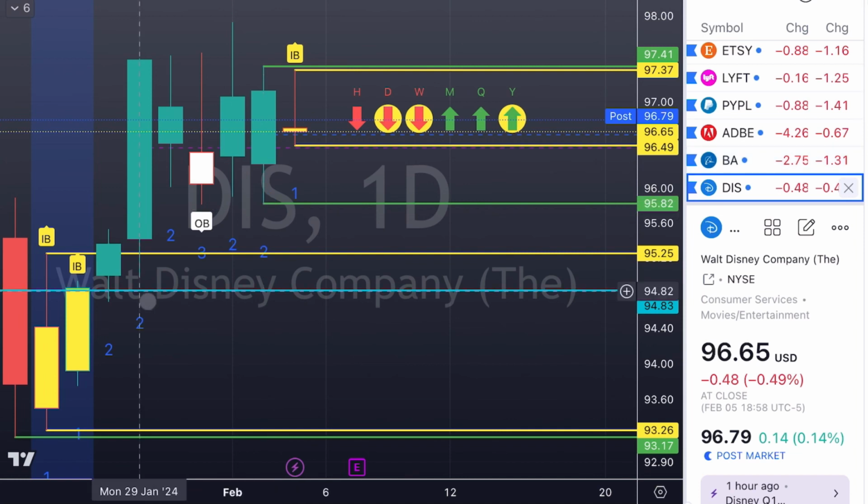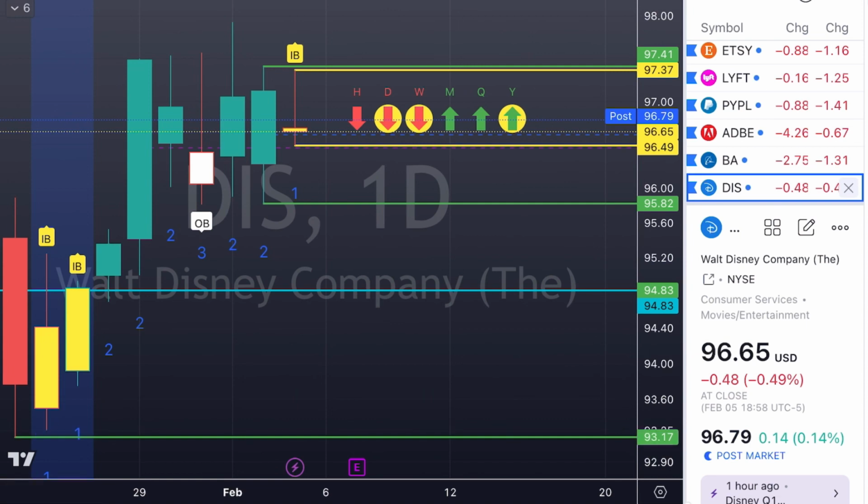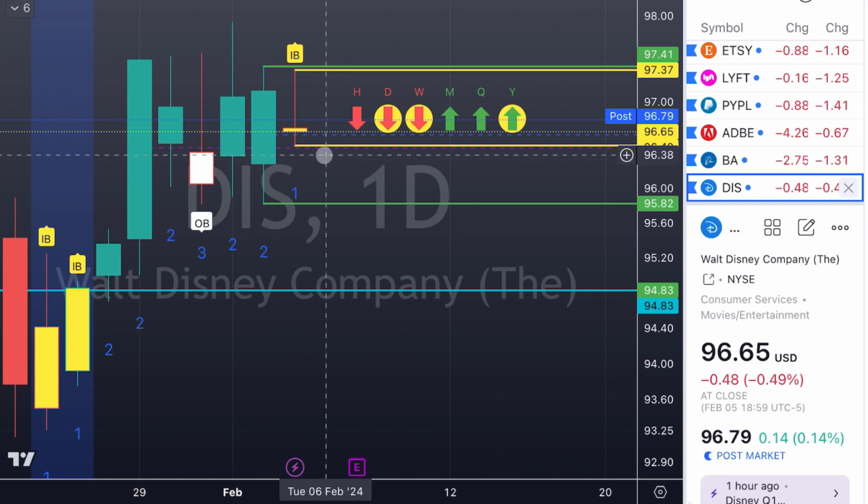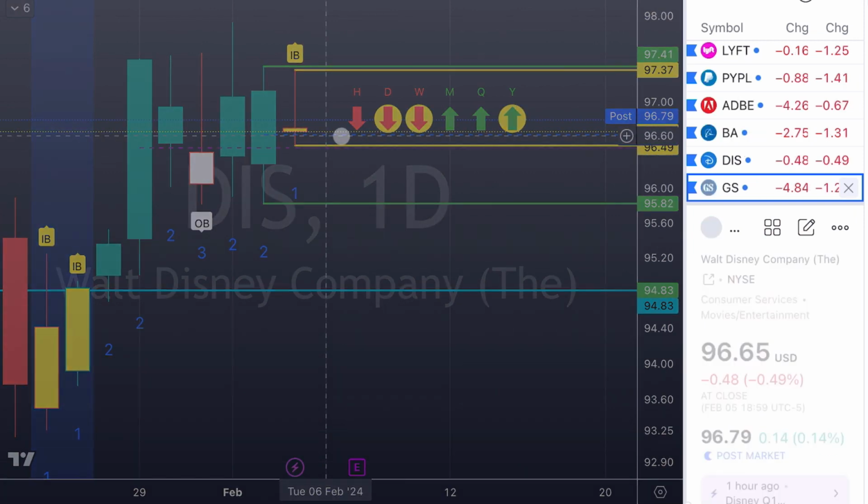Disney, inside bar. Here's the last inside bar on Disney. Boom to the upside. Okay, we marked those out. That's what those previous yellow lines were there for, okay? So we're looking for the same thing off of Disney on Tuesday.